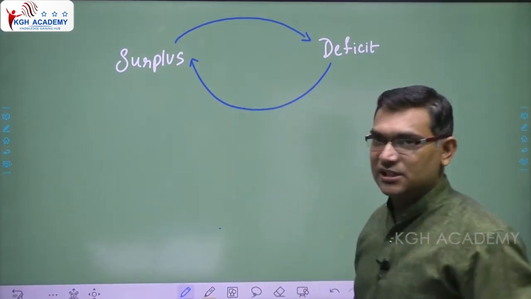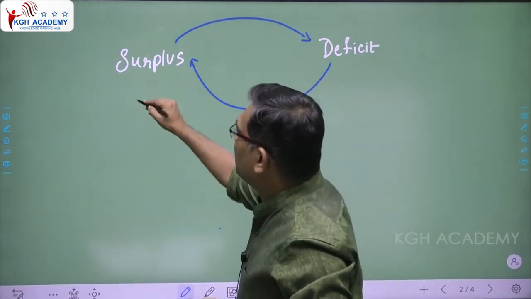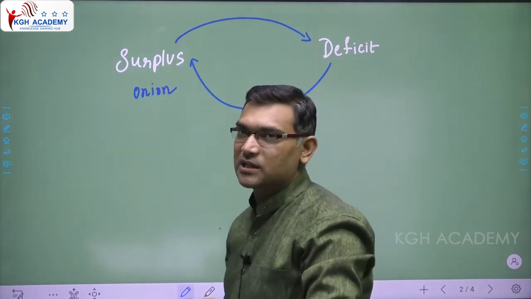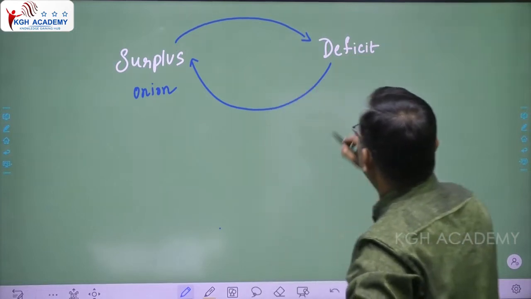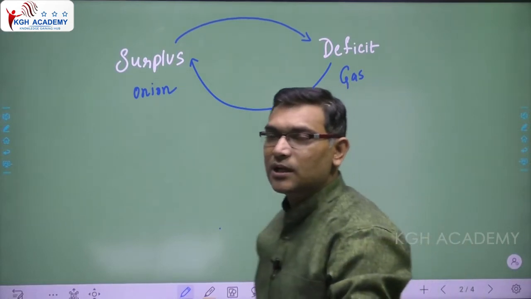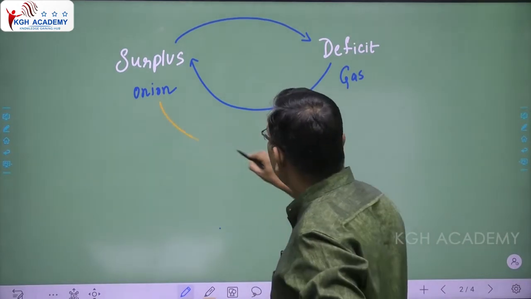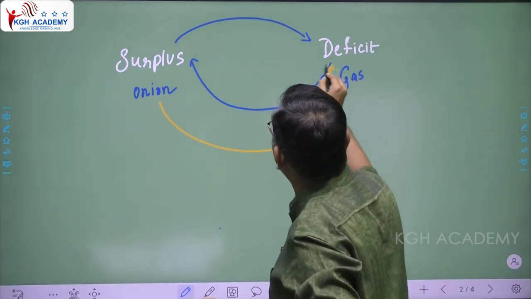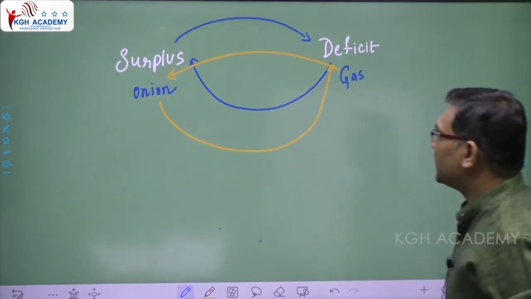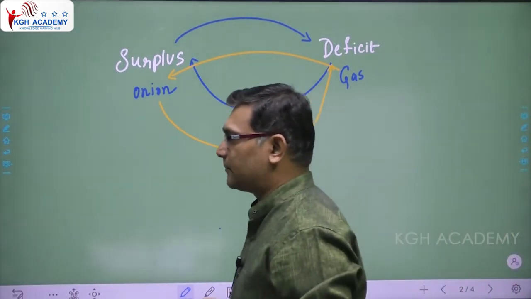What are these limitations? First of all, see here, surplus is transferred. Like for example, I don't have onions. Suppose onions are surplus in my economy and gas is surplus in yours. So onions will go this side and gas will come this side. Is it clear? So that is surplus and deficit.